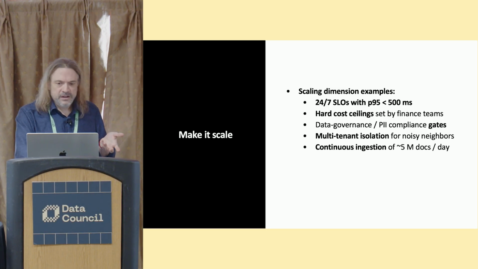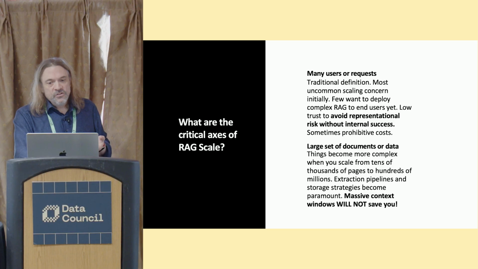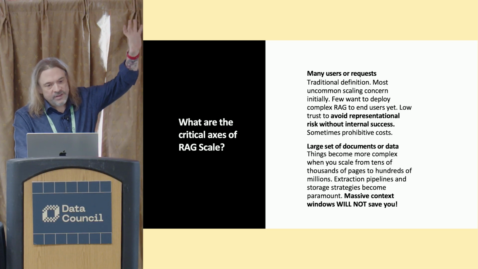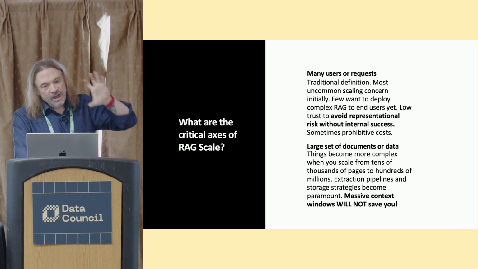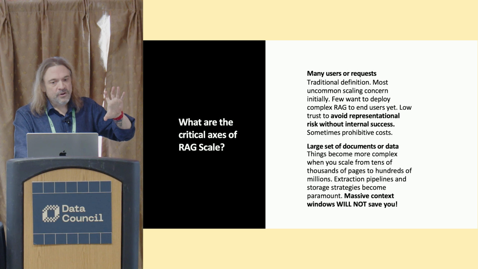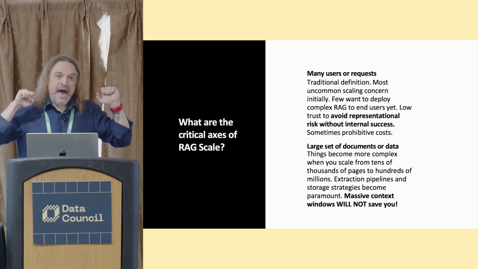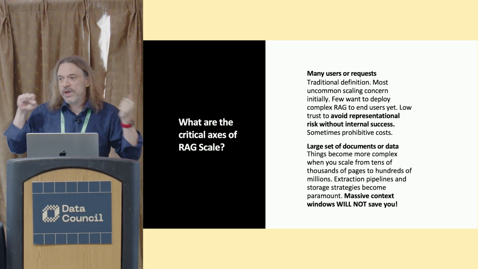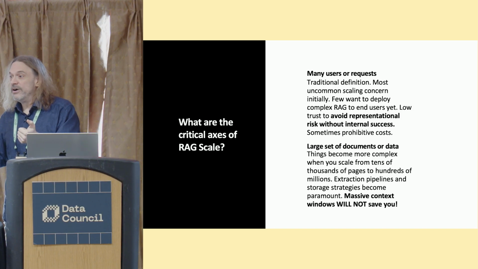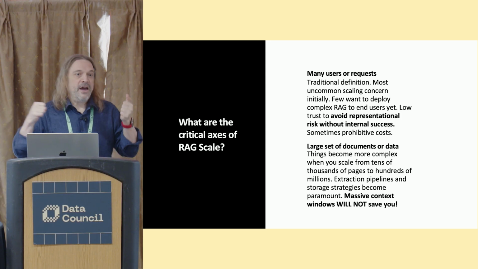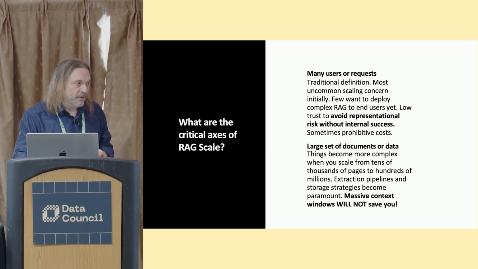Lots of different scaling dimensions to think about. Generally, users and requests are one scaling dimension. Large sets of documents are the other. I recommend tackling large sets of documents first. And note, massive context windows will not save you. They are going to make some things harder. The LLM now has more that it's got to pick through.